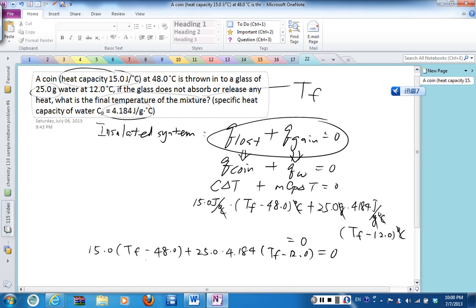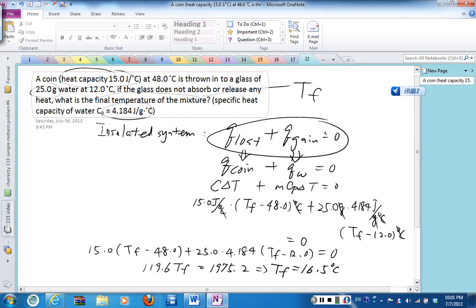This is a simple mixture calculation. Put all your TF together on one side. If we open up the parentheses, we get 119.6 TF on the left side, and move all your numbers to the other side. The two numbers moved to the other side would give you 1975.2. And of course, you can calculate TF very easily at this point, and that's going to be 16.5 degrees Celsius.